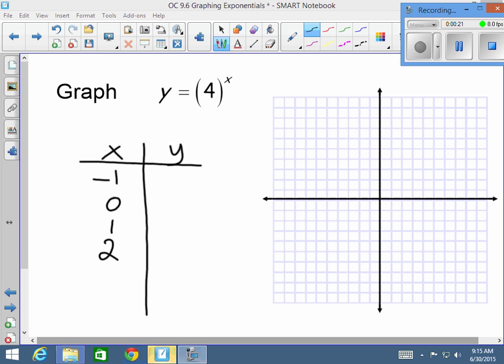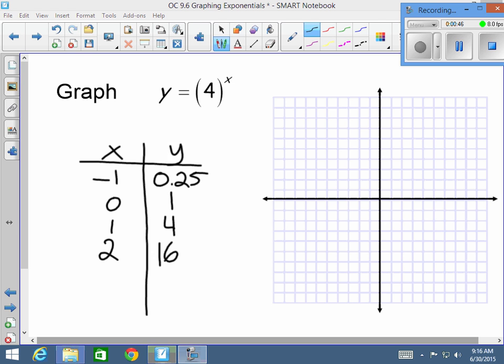When we plug -1 in for x, 4 to the -1 power is 1/4, or 0.25. When I plug in 0, 4 to the 0 power is 1. When I plug in 1, 4 to the first power is 4. When I plug in 2, 4 to the second power is 16.